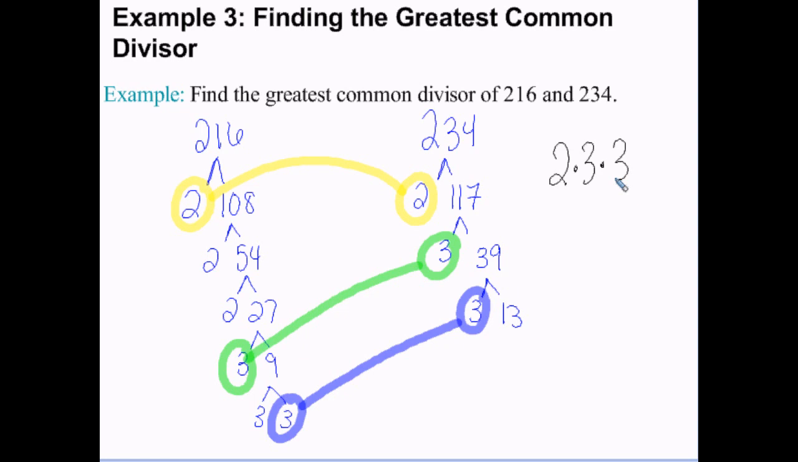Okay, so here's my first 2, here's my 3, and here's my 3. If you already did the pair part, can you just do the 2 times the 3 squared? You can do 2 times 3 squared. Yeah. Okay. Either way, you'll get 2 times 3 is 6 times 3 is 18, or 2 times 9 is 18. This is the greatest common factor.